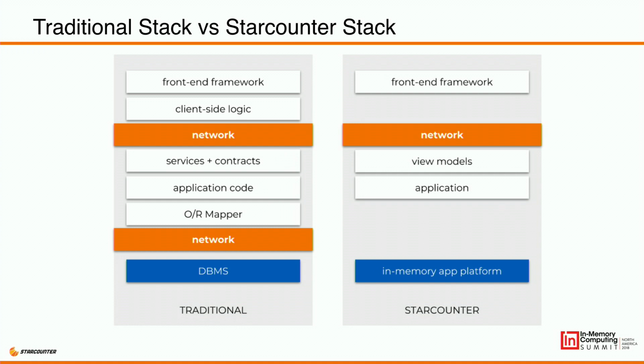If we compare this traditional stack to the StarCounter stack, we basically have some persistence layer, but we have no object relational mapper or network connection between the application and the database, because applications are run inside the database on the same machine. Then we have some application code and view models that represent data for the client side, and then we have the network only once to communicate with the clients.